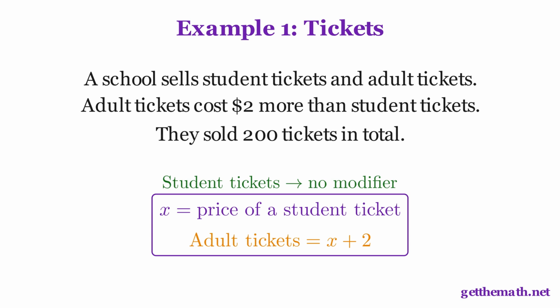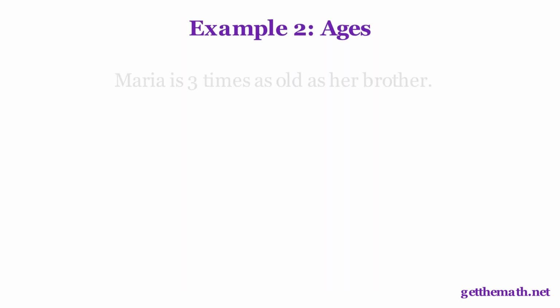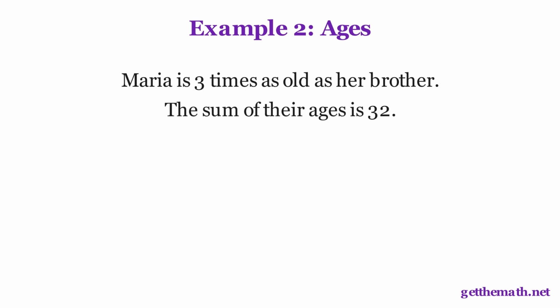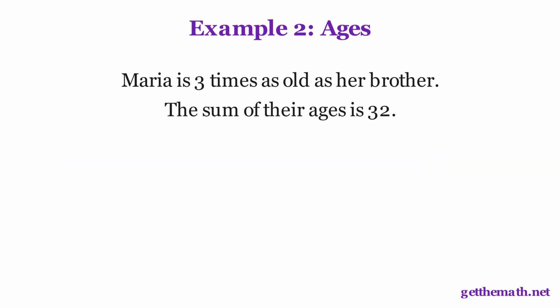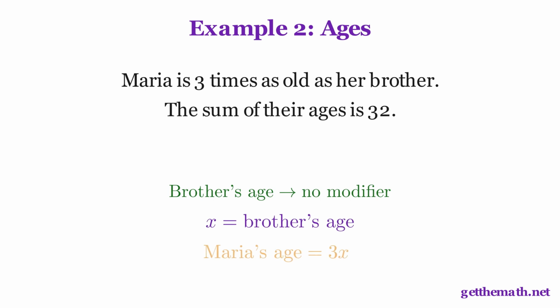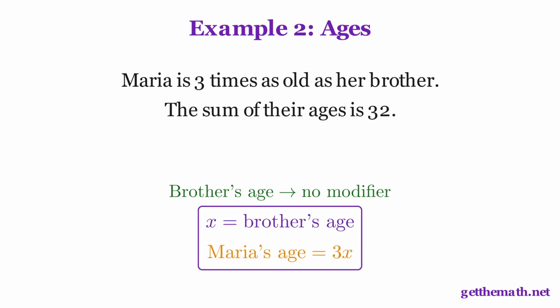Example 2. Ages. Maria is 3 times as old as her brother. The sum of their ages is 32. Again, ask yourself, which person has no modifier attached to their age? Maria's age is described as 3 times her brother's age. Her brother's age has nothing attached to it. So we let x equal the brother's age. Then Maria's age is 3x.